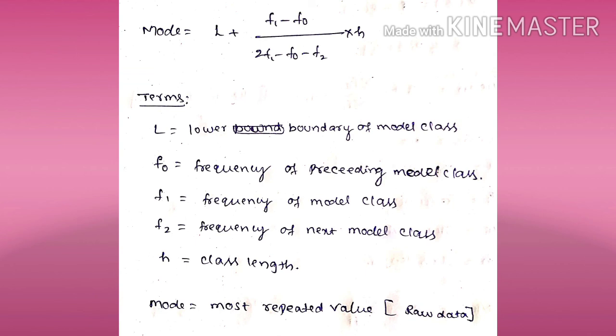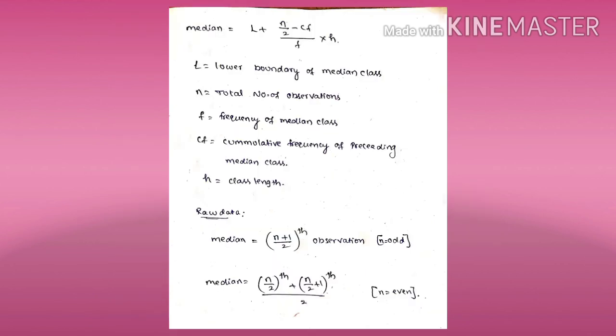Okay, let's go for the next slide for median. Median is equal to L plus n by 2 minus CF by F into H. Here the terms are L is the lower boundary of the median class, and n is the total number of observations.